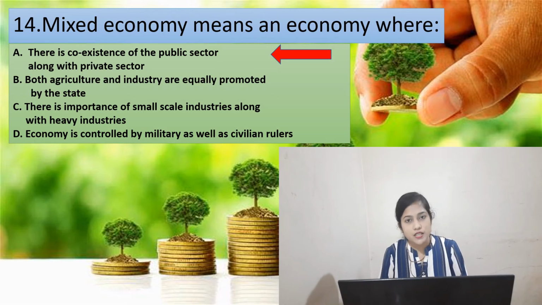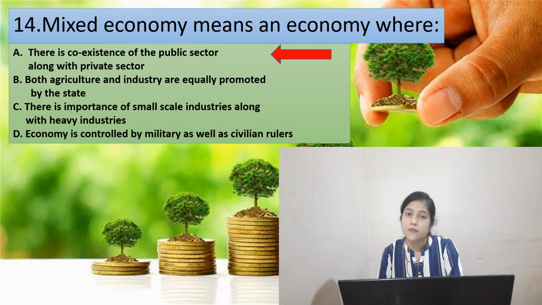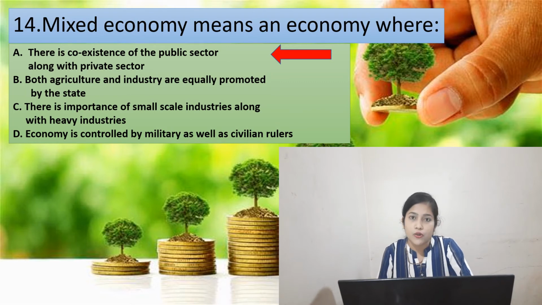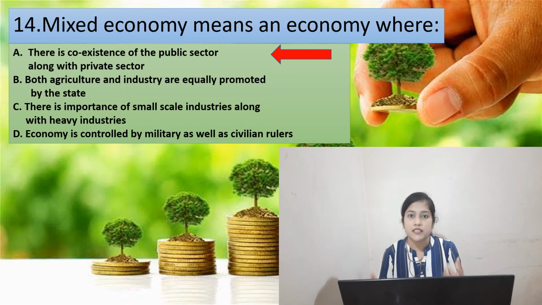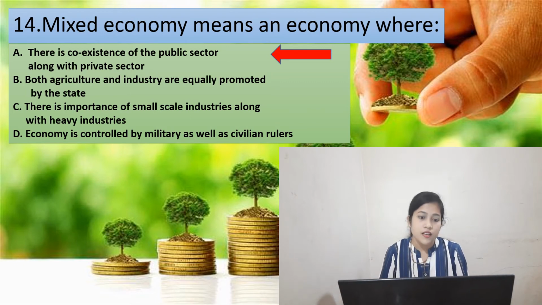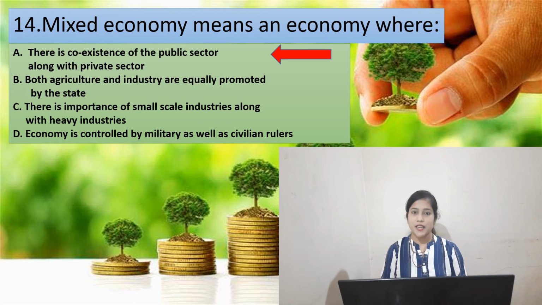Next is socialistic economy, where the maximum role is of the public sector. It is generally followed in the Soviet Union areas. And the third one is mixed economy. That means there is the equal proportion of both private sector and public sector. Both operate simultaneously, and that's why it is called mixed economy, and it is followed in our country, that is India. So the answer will be option A. There is a coexistence of public sector along with private sector. Getting my point? Okay, so option A is your answer.